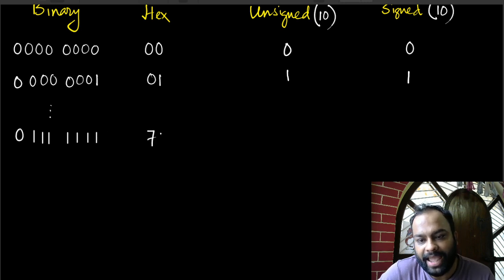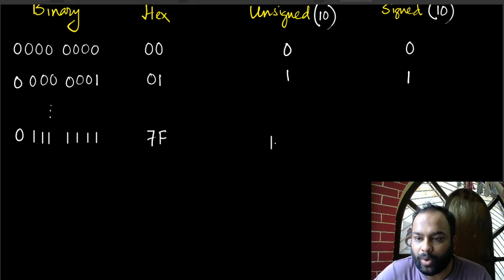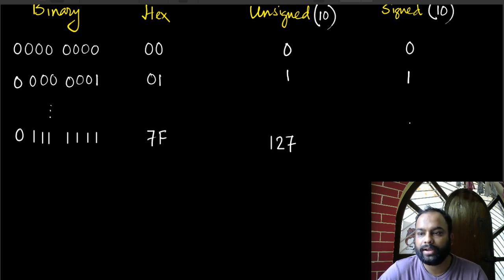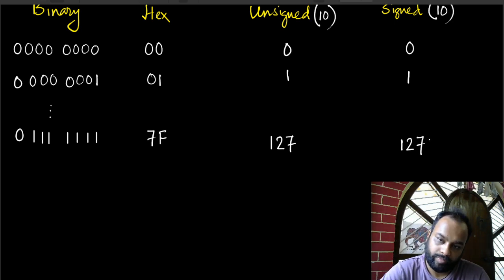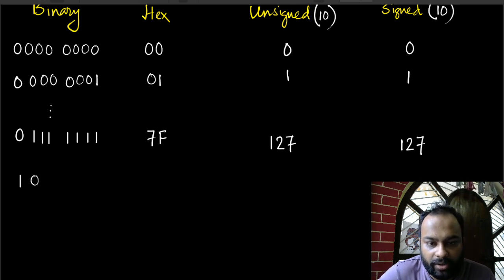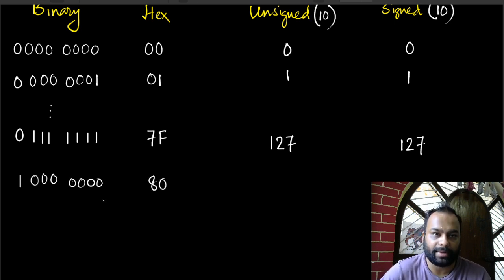So this is 7F, right? In unsigned, this is 127. All right. Now what is the next number? Next number is 10000000. You can understand this is 80 in hexadecimal. If this was unsigned, this would be 128.